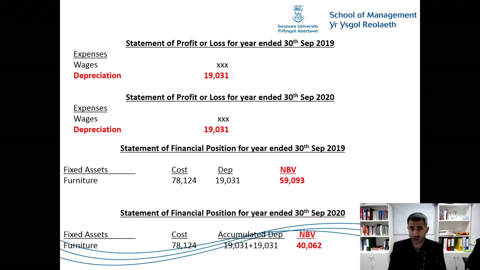But in September 2023, you are not going to write anything. Why? Because it's been 4 years, and you should stop writing the depreciation. This is how to treat depreciation in a statement of profit or loss.